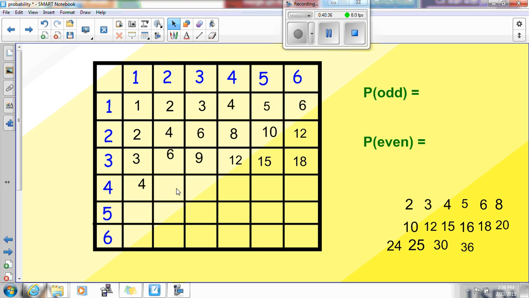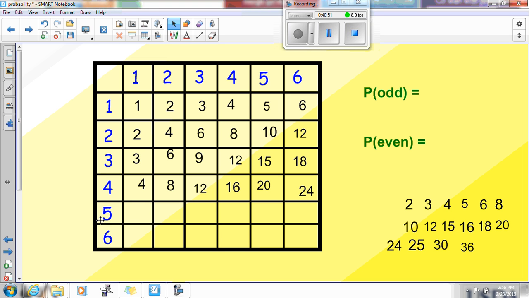4 times a 2 is going to give us an 8. 4 times a 3 is going to give us a 12. 4 times 4 is going to give us 16. 4 times a 5 is going to give us 20. 4 times 6 is 24.